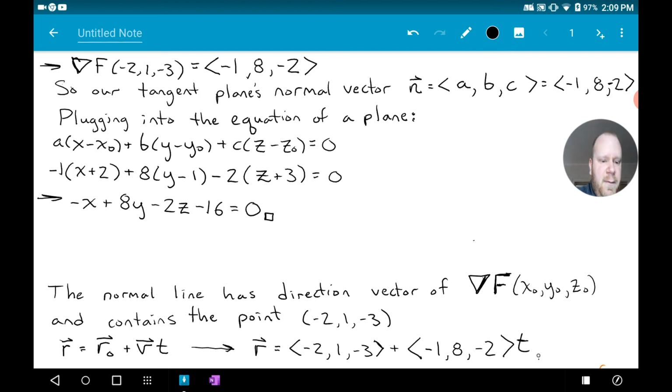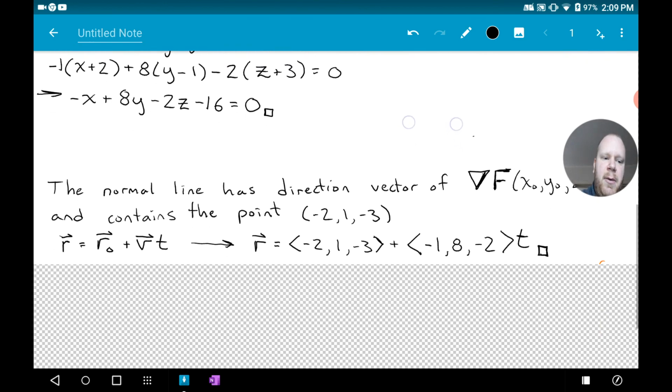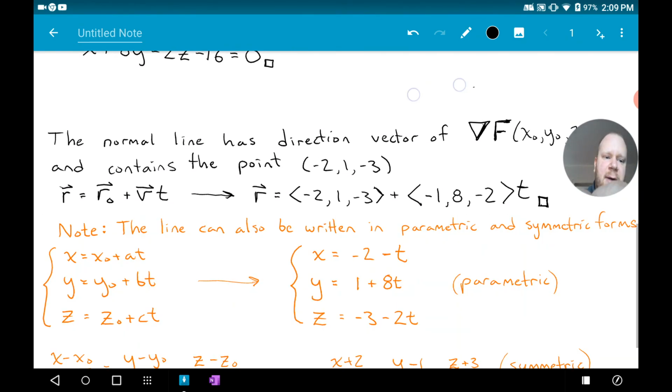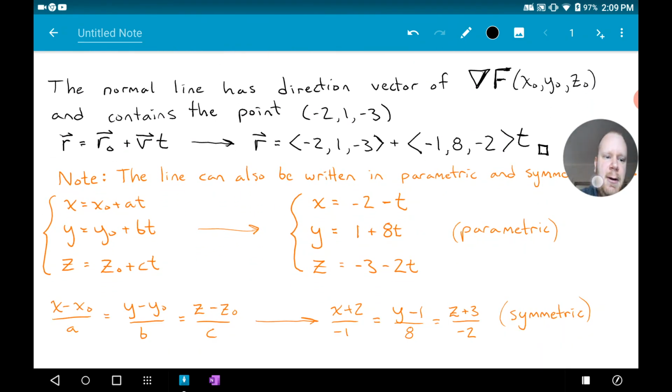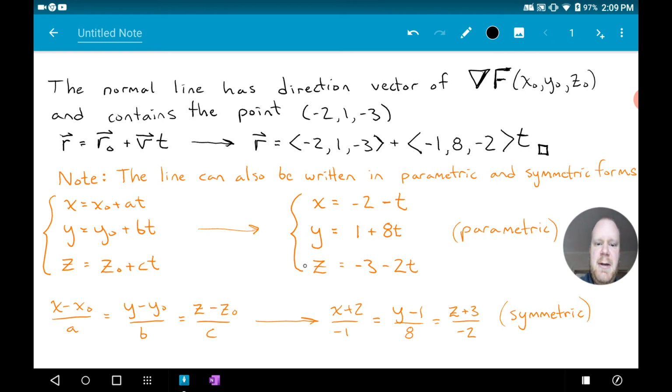This is our equation for the normal line, and I just wanted to point out that you might be asked to write this line in different forms. So I went ahead and wrote this line out in both parametric and symmetric forms, just in case you need either of those. But in all of these, the direction vector is going to be this gradient of F, and the point that you're using for your x naught, y naught, z naught is going to be this -2, 1, -3. And that concludes the problem.